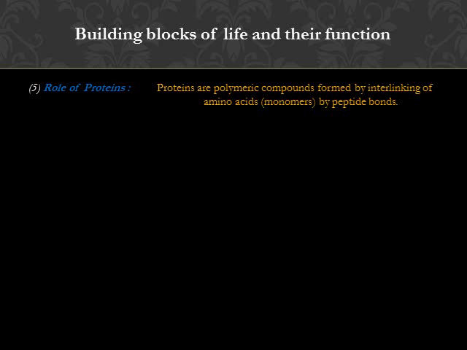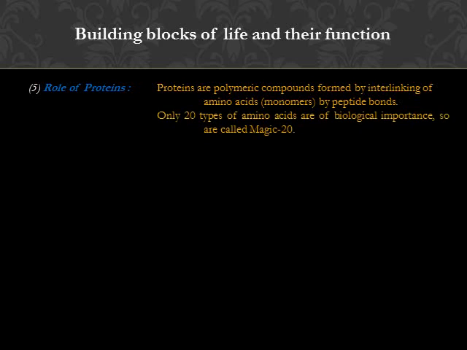Starting from microorganisms such as bacteria, their cells are also made up chiefly of protein. Now protein is a polymer of amino acids, and those amino acids are interlinked with each other by peptide bonds. That's what is mentioned here. Only 20 types of amino acids are of biological importance, though there are several, I think hundreds of types of amino acids available, but only 20 are important as far as biological importance is concerned. So they are said to be the magic 20.